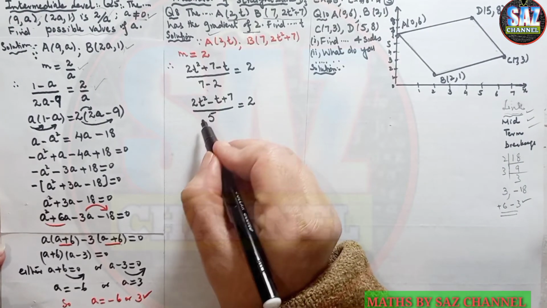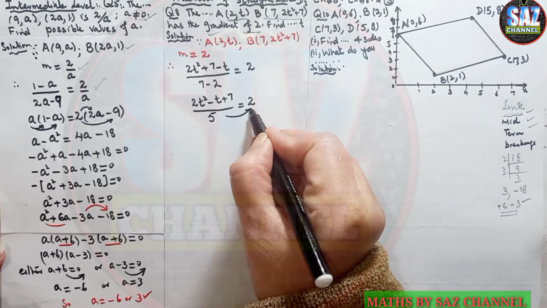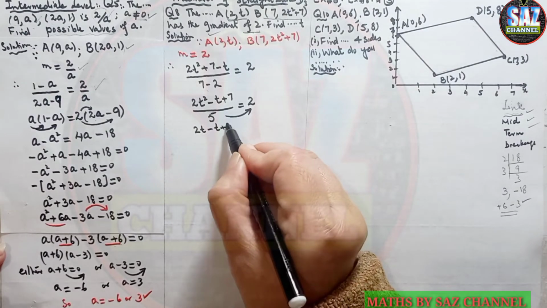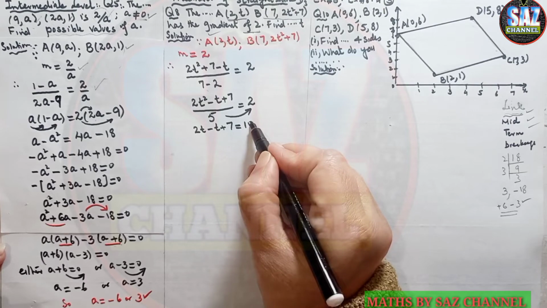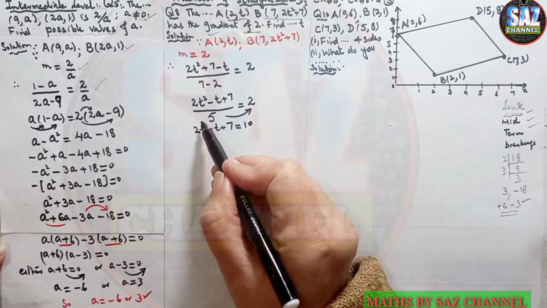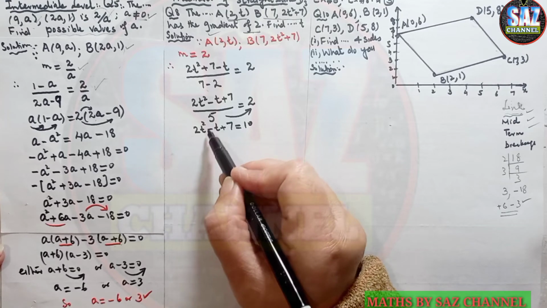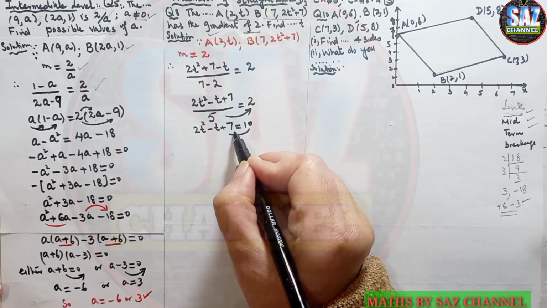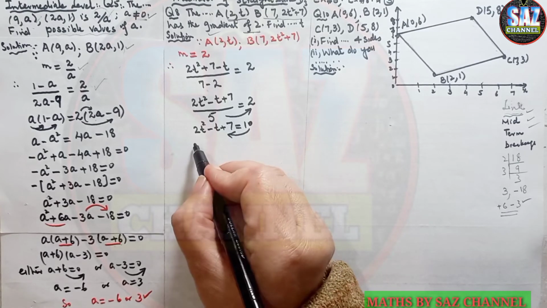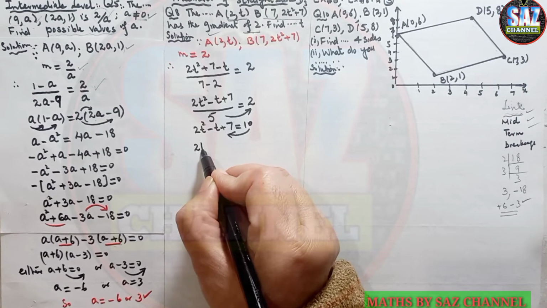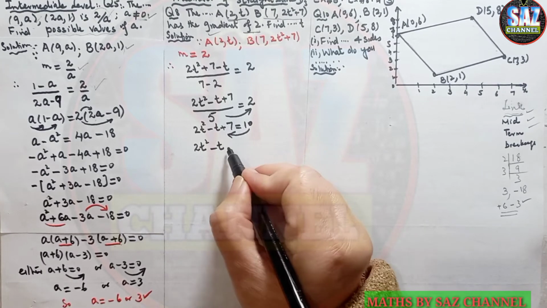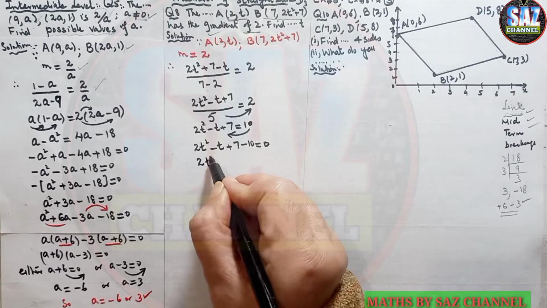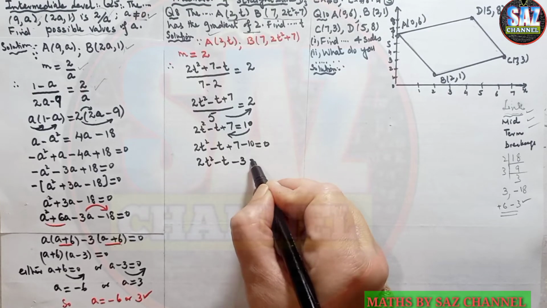Now we have to shift this 5 to the other side, 2t square minus t plus 7 equals to 10. If we look at the maximum power of the variable, it's 2, so it's a quadratic equation. So we know that in a quadratic equation, all terms must be on the left hand side and the right hand side must be equal to 0. So bring 10 to the other side. So it will take the form 2t square minus t plus 7 minus 10 equals to 0. 2t square minus t minus 3 equals to 0.